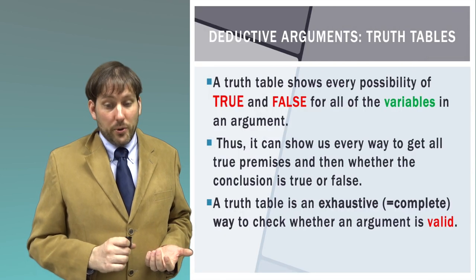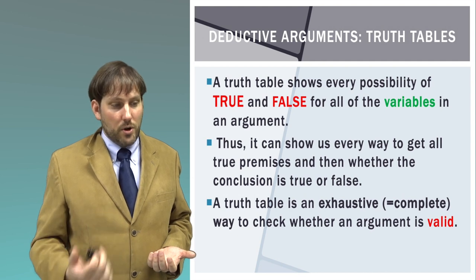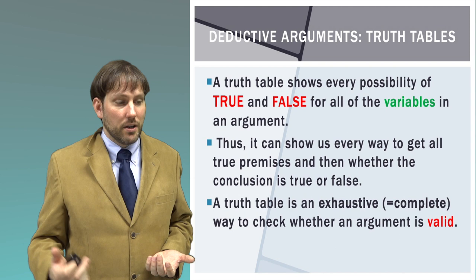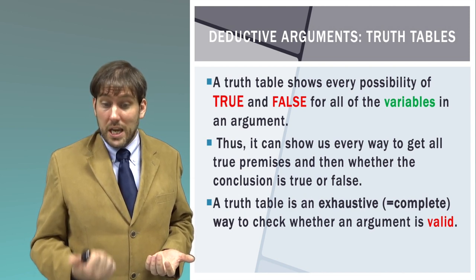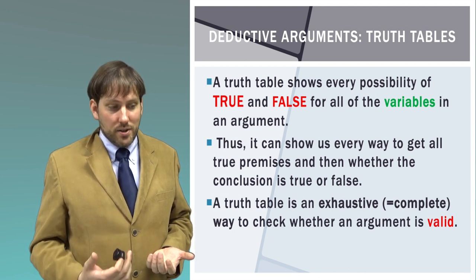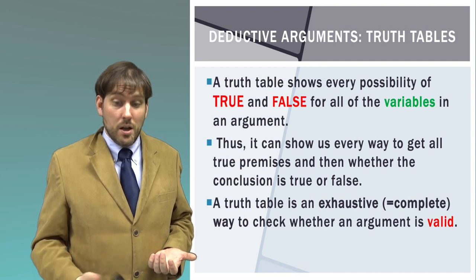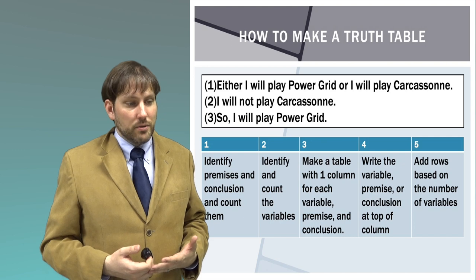So a truth table is a way to show every possibility for what is true or false for all of the variables in an argument. Thus, it can show us every way to get all true premises, and then whether the conclusion in those cases is true or false. This is what we call an exhaustive way to check whether an argument is valid. By exhaustive, we mean it is complete. We will write every single possibility and see what the results are. So how do we make a truth table?